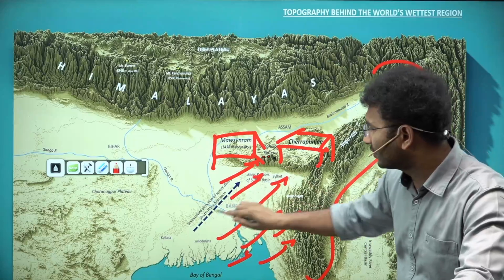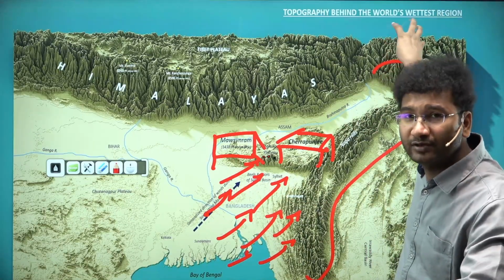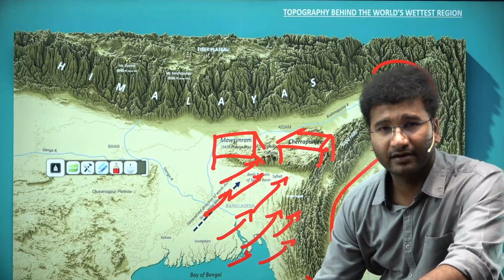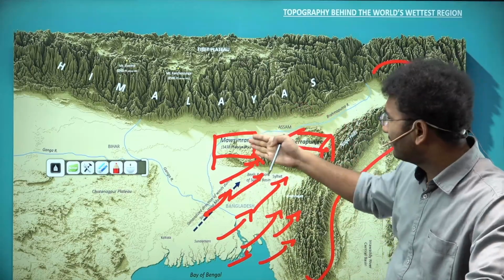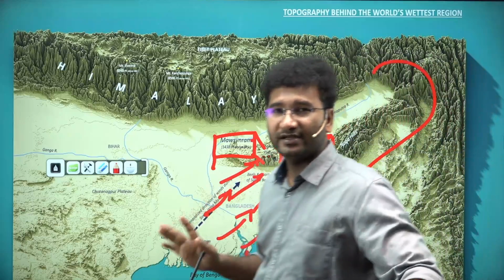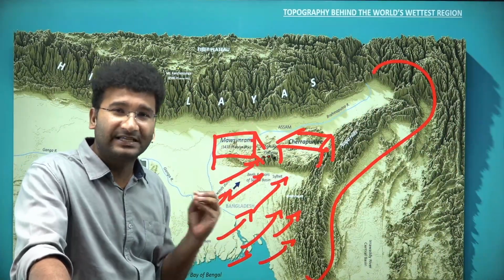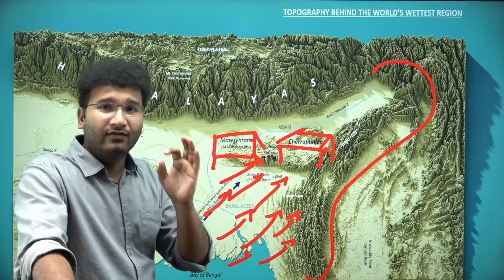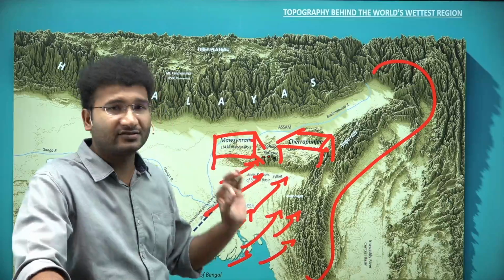One is from the southwest monsoons. And there are also northeast monsoons in the month of October which come in the opposite direction. They are called the retreating monsoon. At that time also, it rains here. So that is why Mawsynram and Cherrapunji have a rainfall of 1,000+ centimeters, and these are the wettest places on the earth.